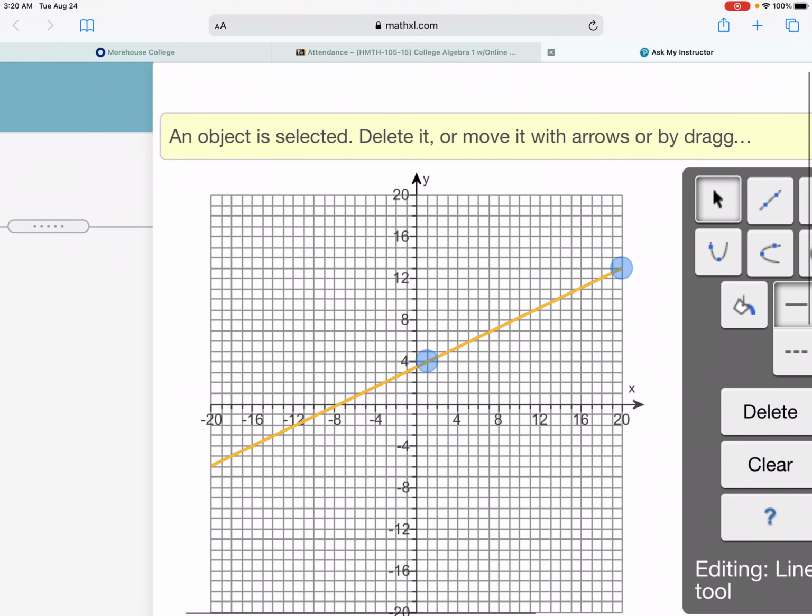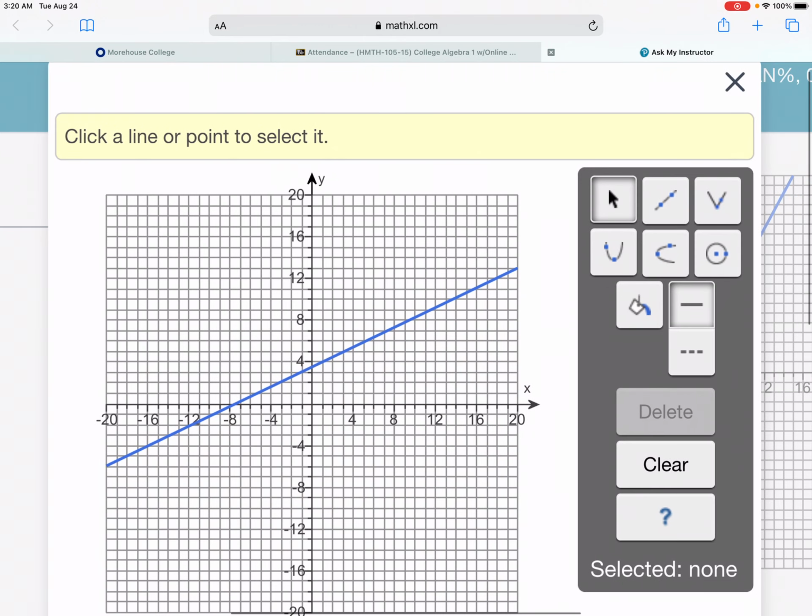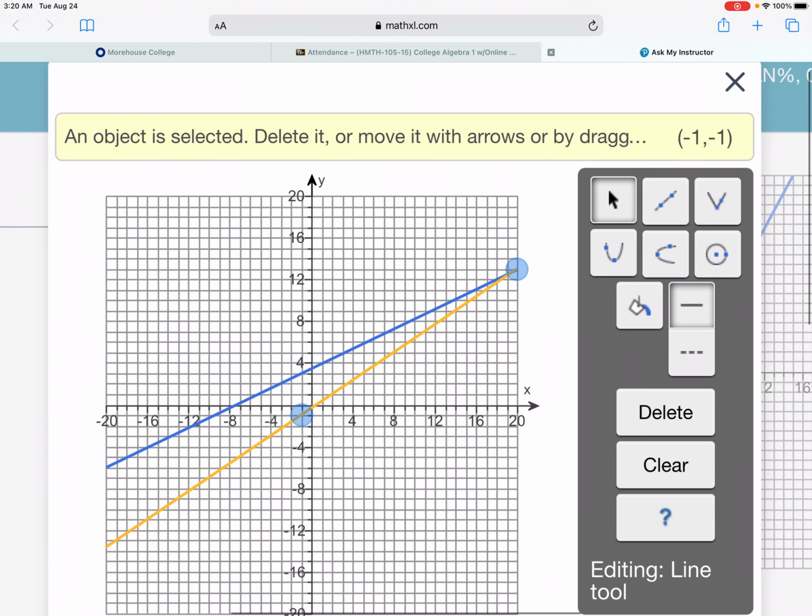Now, I know I can move these points by dragging. I want to be able to type. Okay, so that's my y-intercept of 4. And then I want to use the slope to get to a second point. So if I'm at 0, 4, and I use a slope of 2, which means I go up 2 and right 1, I should be at 1, 6, right?